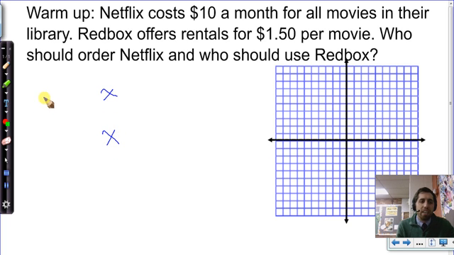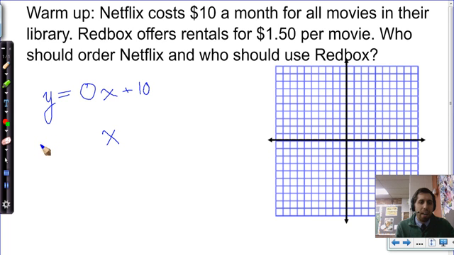For Netflix, it doesn't matter how many movies you watch. 0 times the number of movies you watch plus $10. Because you're just going to order Netflix, you're just going to pay $10. And then no matter how many movies you watch, you're just going to have paid that $10.